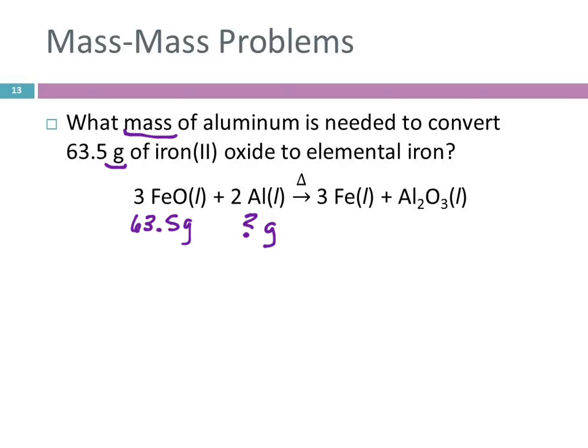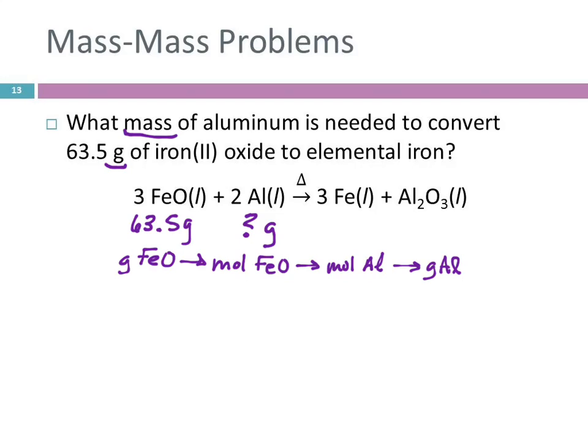So my path for this is going to be grams of the given thing. I'm going to have to convert that to moles of FeO. And then I'm wanting aluminum. So I'm going to convert that to moles of aluminum and then to grams of aluminum. Grams to moles to moles to grams. What you're starting with to what you want to end up with. This is the path for our equation.